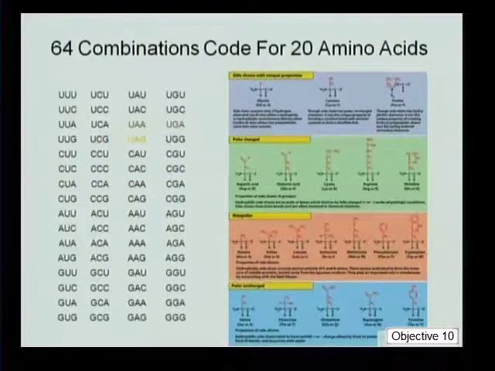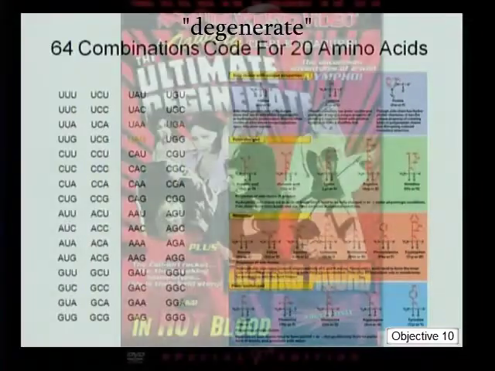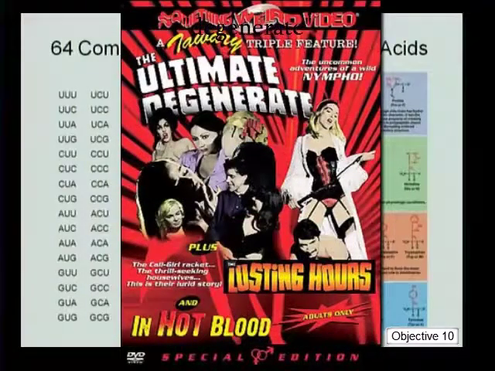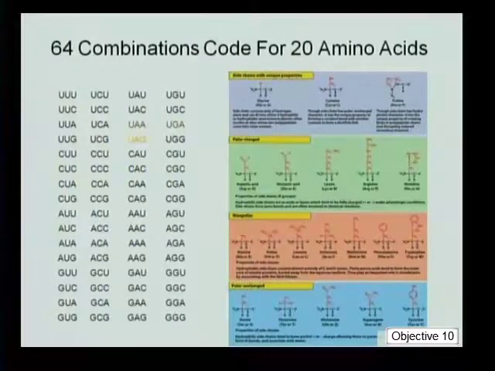For that reason, we call the genetic code degenerate. And degenerate can mean a lot of different things, but in this context, what it means is that we have more information than we need. We have 64 different ways of representing this, but we only need 20. So we'll see the results of that degeneracy in the next couple of slides.